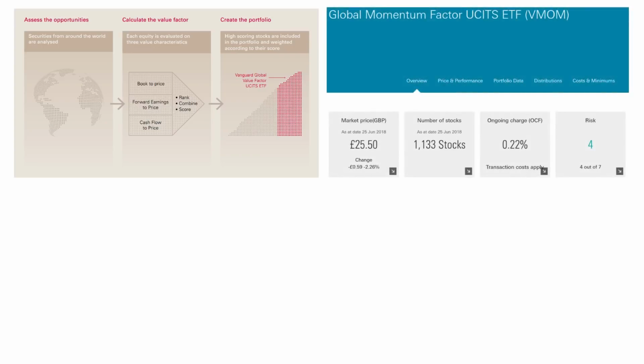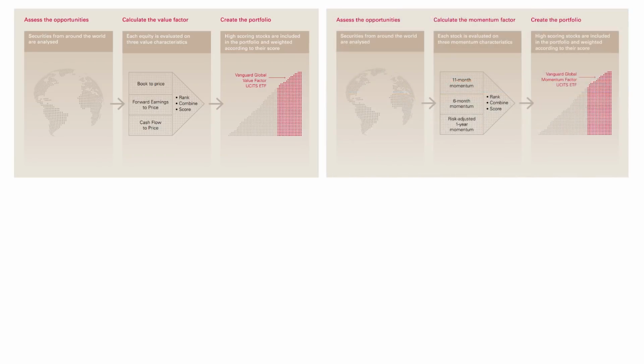Vanguard Value is the fund I chose before. This takes three fundamental measures of value, combines them, and then buys stocks which are cheap. The momentum factor buys stocks which are rallying, because these rallies tend to persist. It does that by taking three measures of momentum over an 11-month period, 6-month period, and a risk-adjusted 1-year momentum, combines them, and then buys the stocks which rank most highly on this momentum measure.